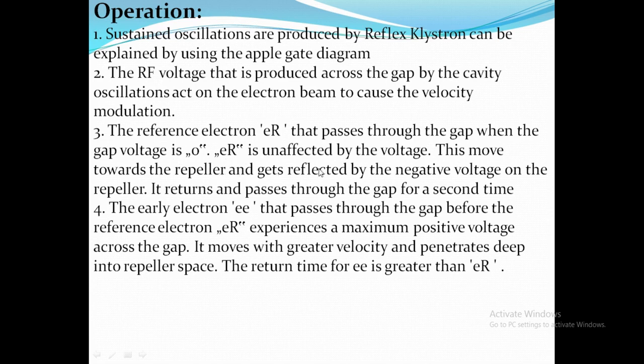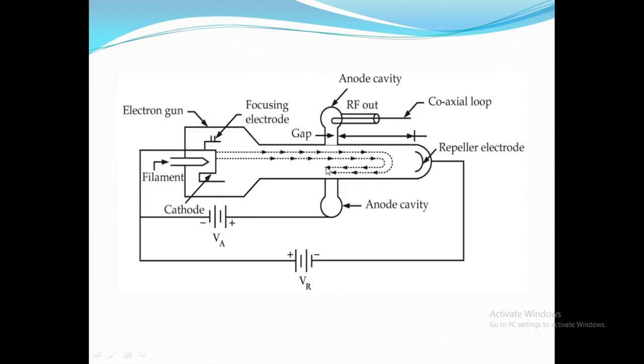ER is unaffected by the voltage. It moves towards the repeller and gets reflected by the negative voltage on the repeller. It returns and passes through the gap for a second time. So the reference electron ER passes through the gap when the gap voltage is 0, moves towards the repeller, is reflected, and returns through the gap a second time.